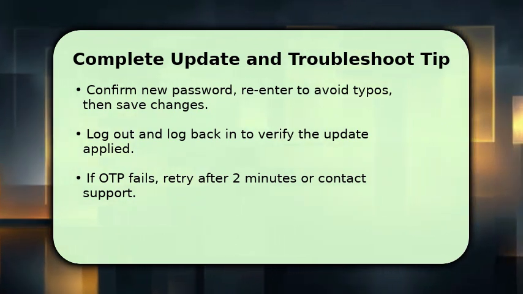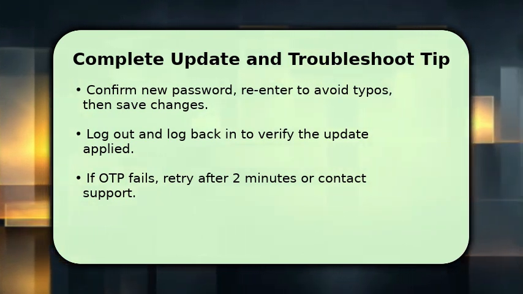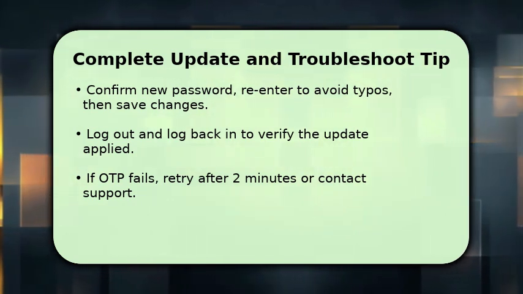Network issues or SMS delays happen, then request OTP again. If problems persist, contact PhonePe support from the app. They can revalidate and help reset securely.